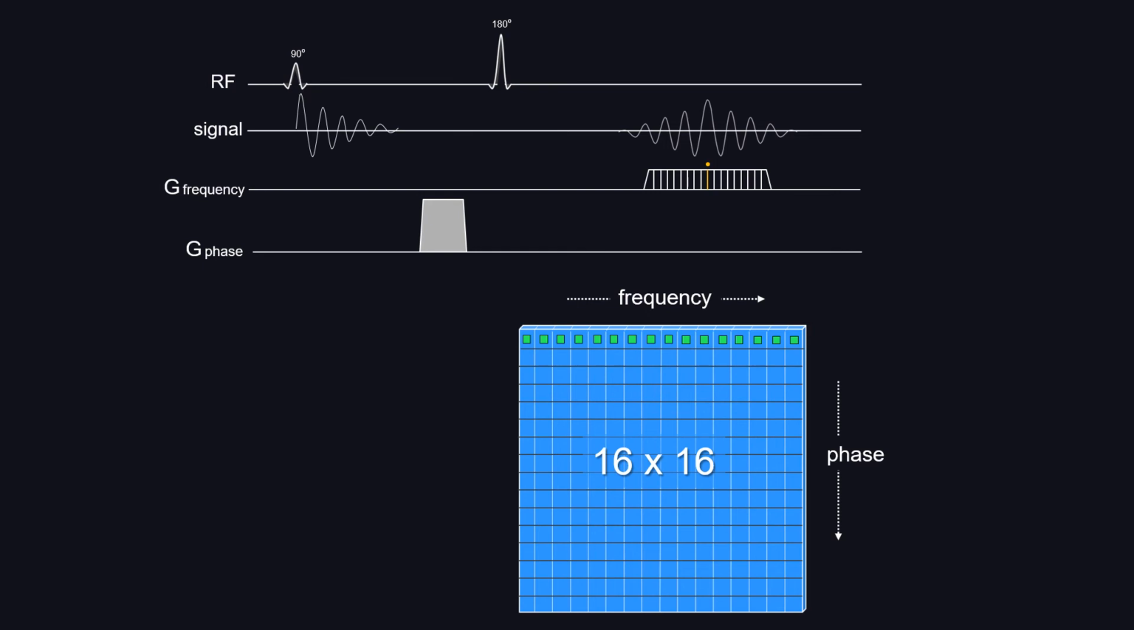Then we repeat the process again, using the same frequency encoding steps and sampling the echo in 16 steps. The only thing we change here is the phase encoding gradient. We decrease the gradient a little bit. Then we write the second set of data in the next row closer toward the center. Then we repeat the process.